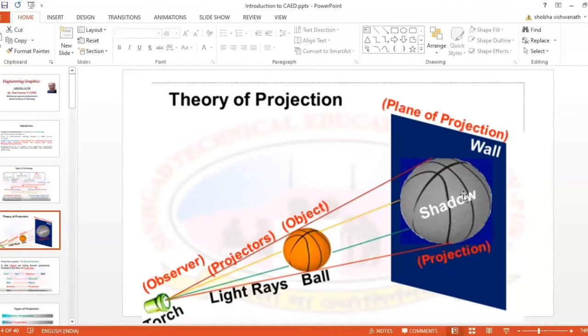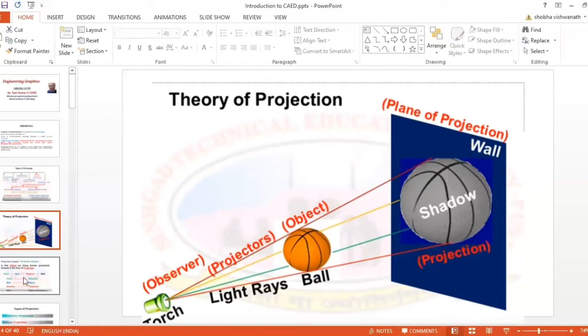That projection you get on a plane or sheet is called the plane of projection, that is the wall. That is the theory of projection. When light rays fall on a particular object, its shadow is formed on the wall.